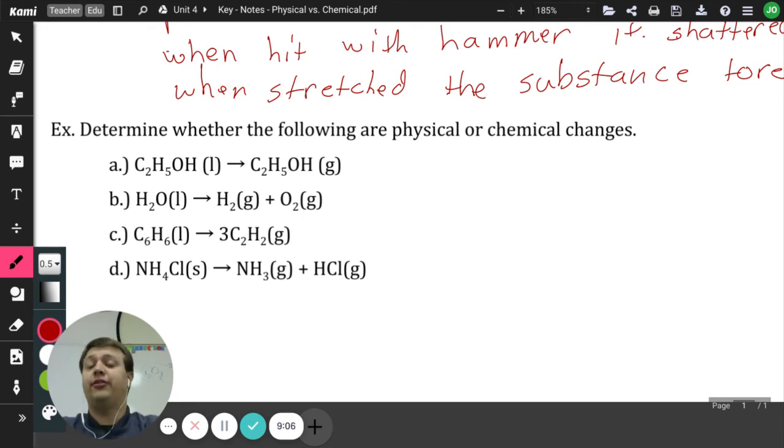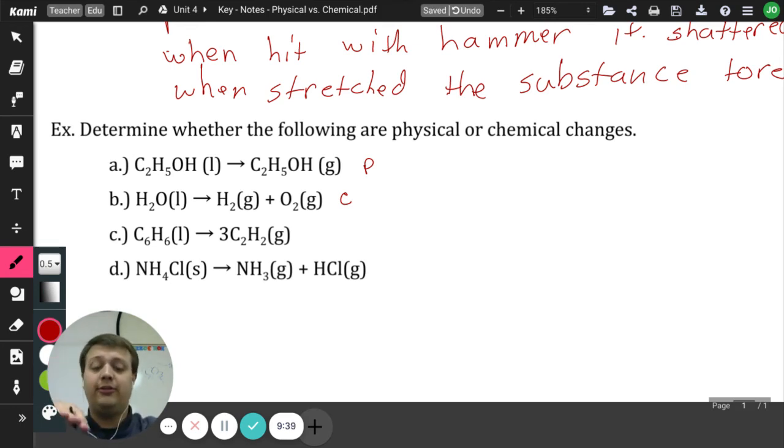All right. Another example that you could see on AP is determine whether the following are physical or chemical changes. And instead of giving you a description of what happened, they just give you a chemical formula and you have to figure it out. So let's look at this. So I have C2H5OH, liquid, produces C2H5OH, gas. Well, we just went from a liquid to a gas, so that would be a physical change. Next, I have H2O. It went from H2O into H2 and O2. Is it the same substance? No, it's not. So this would be a chemical change.